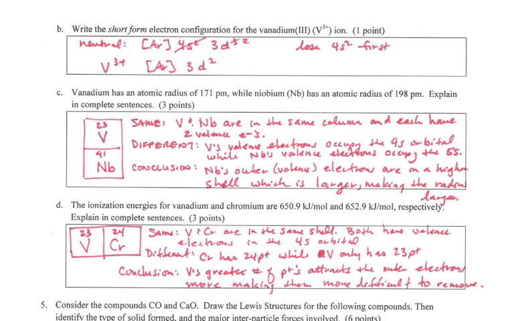Now, write the short form electron configuration of the vanadium ion. First off, again, I'm going to write my neutral. So my neutral is argon, 4s2, 3d3, and I'm going to lose 3 electrons. We lose those 4s electrons first, and we're going to lose one of our d electrons. So my final answer is argon 3d2.